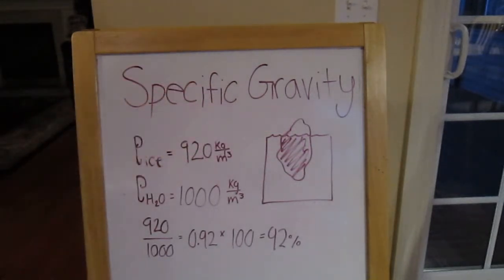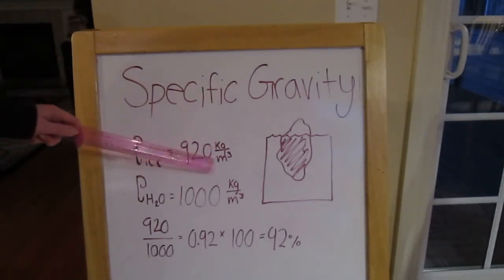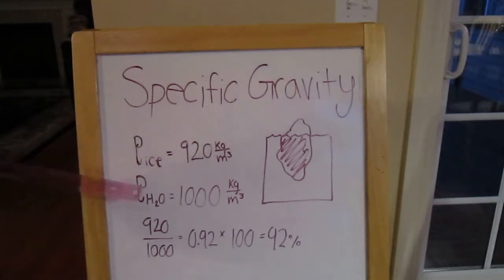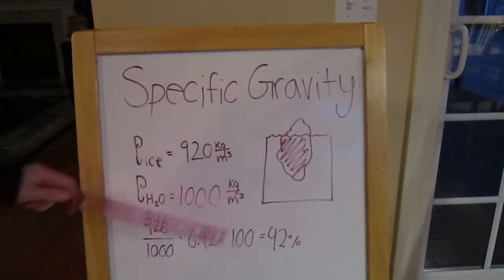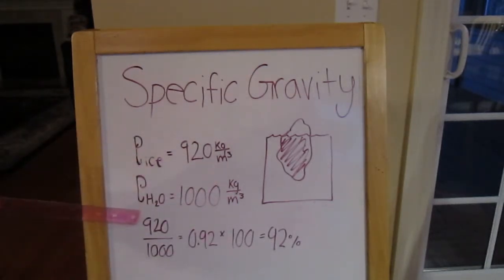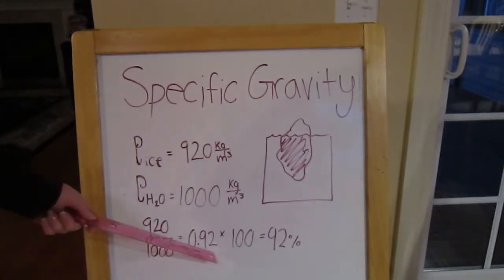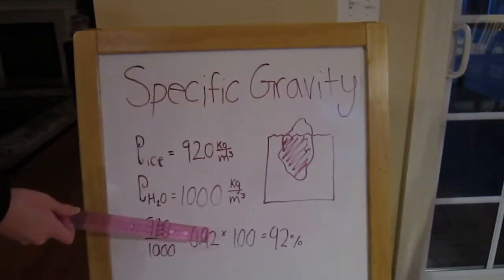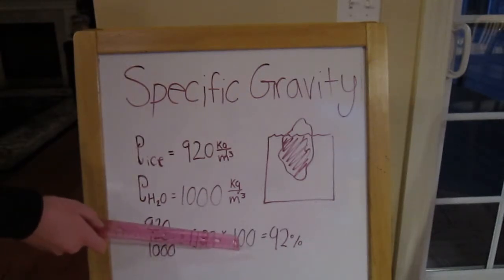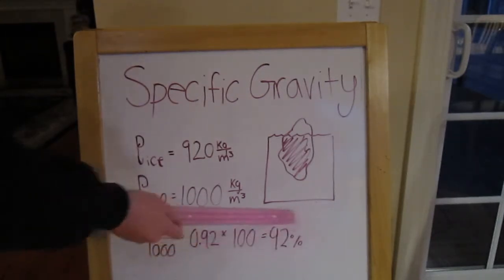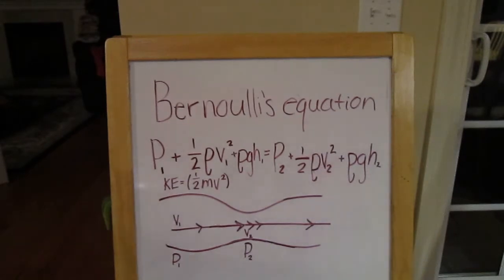The density of ice is 920 kilograms per meter cubed, and the density of water is 1,000 kilograms per meter cubed. If you put these two densities over each other and divide them, the units cancel out because specific gravity is simply a ratio. If you multiply this number by 100, you can solve for how much of the iceberg would be submerged underwater: 92%. Our last concept is Bernoulli's equation.